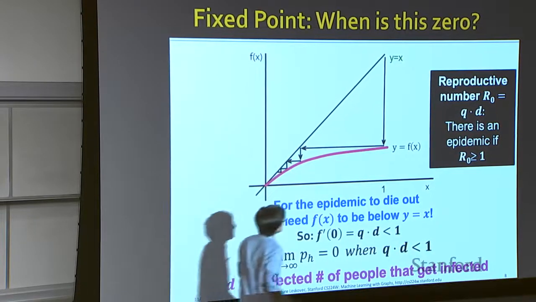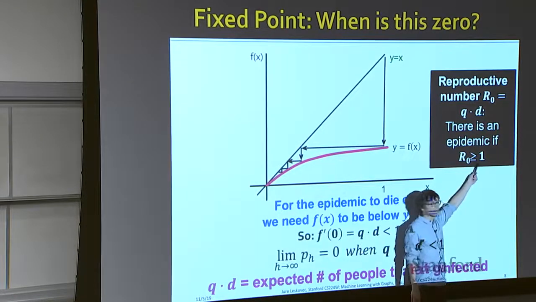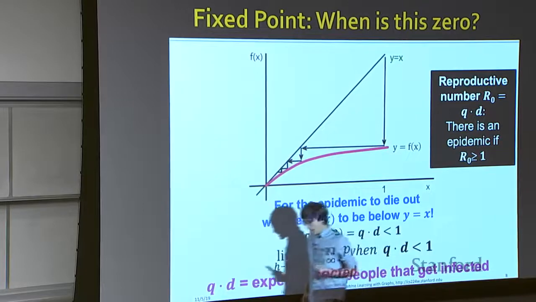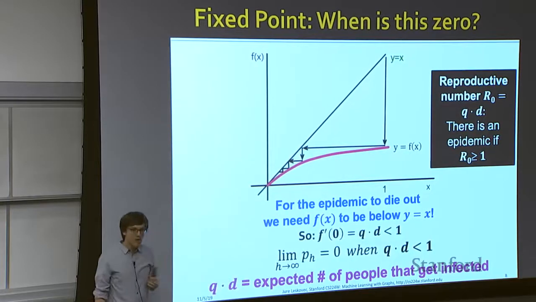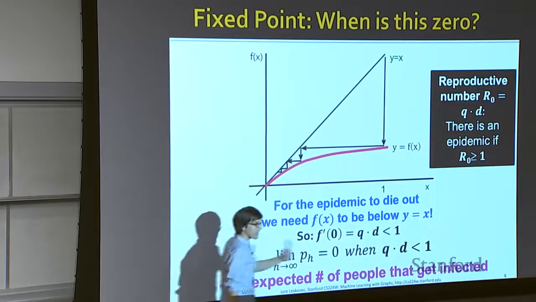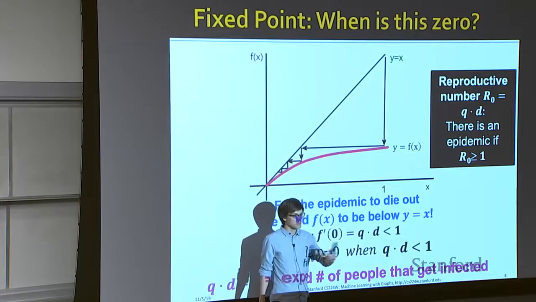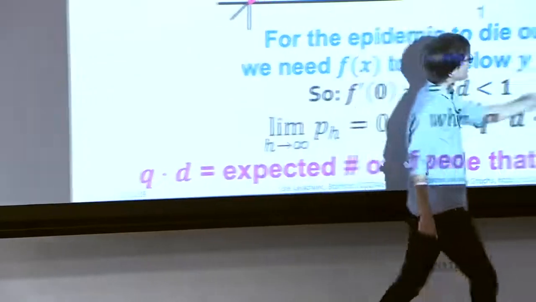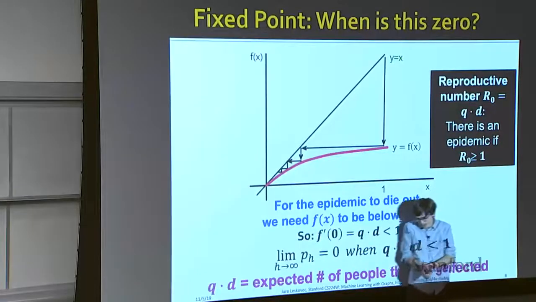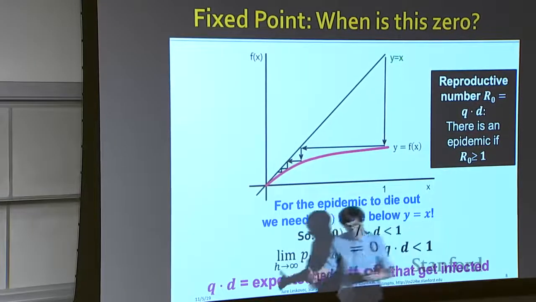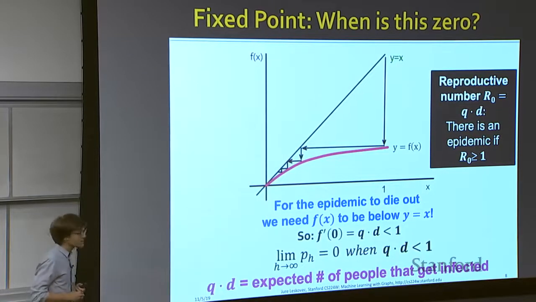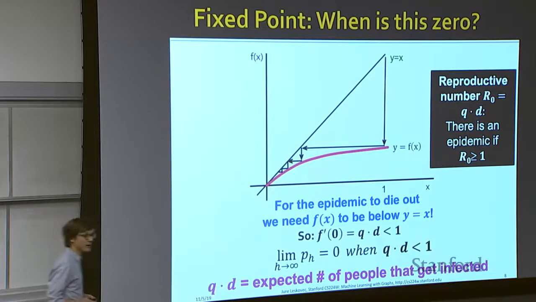So essentially, there is an epidemic if the reproductive number is greater than or equal to 1, right? If in expectation every patient infects at least one other person, then this will keep going forever. If in expectation every infected person infects less than one person, then this will die out. So that's the bottom line of what we derived.